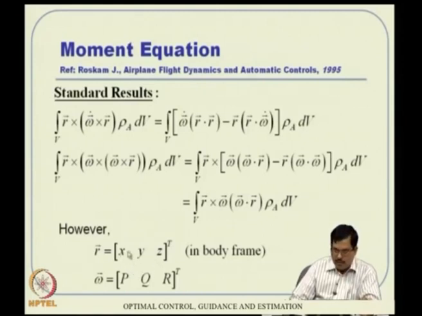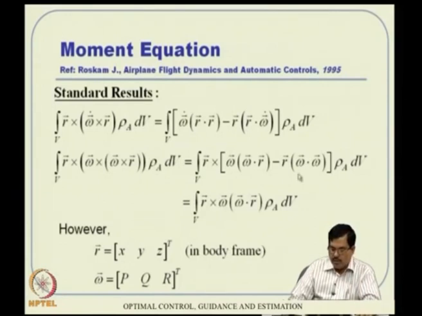So, x, y, z is the distance from the center of gravity of that control mass or control volume you are talking about. Now, omega has p, q, r components, and then you are able to decompose that. The beauty of this entire thing is that whatever cross products we had, we will now have dot products. Dot products are nothing but scalar components, and then we will have one vector associated with that. So, that is easy to simplify after that.